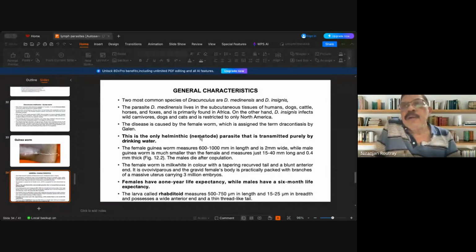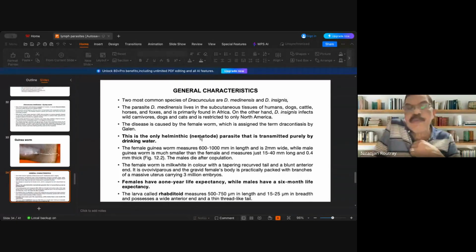Okay. So suppose if you remove a Dracunculus from a host body, it is definitely a female because the male has already died, and the length of this parasite indicates that it is a female. So males die after copulation. The female worm is milky white in color, as I told you in my earlier slide, with a tapering recurved tail and a blunt anterior end.